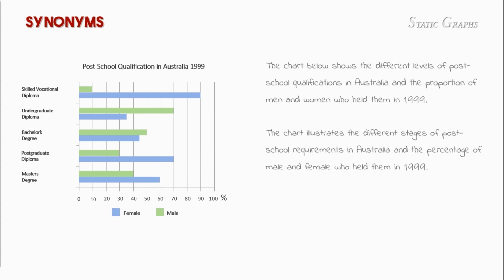In the sentence, we have to remove the word below since we will not have the given graph when we write a report in the official test. And we change the word shows to illustrates, the word levels to stages, the word qualifications to requirements, the word proportion to percentage, and lastly the phrase men and women to male and female.